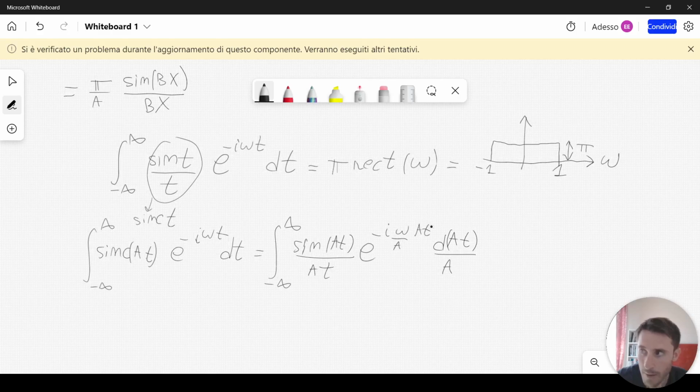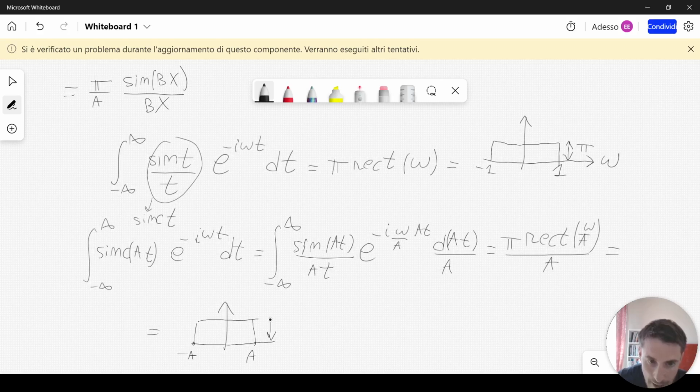So I have simply rewritten the formula in a different manner to show you that with a simple change of variable, you can see that this is equal to pi times the rectangular function of omega divided by a, and then we divide by a. So if you plot this, it is equal to the following plot. Let me make a simple sketch. The plot goes from minus a to a, and inside this region it is just a constant. The height of this function is equal to pi divided by a, and that's basically it, right? So this is the rectangular function multiplied by pi over a.